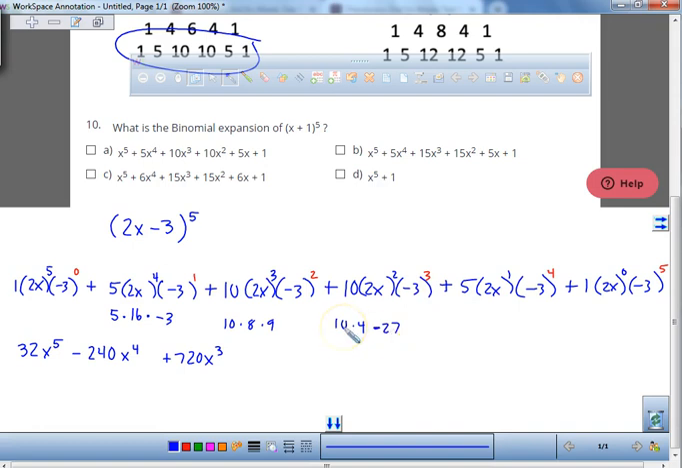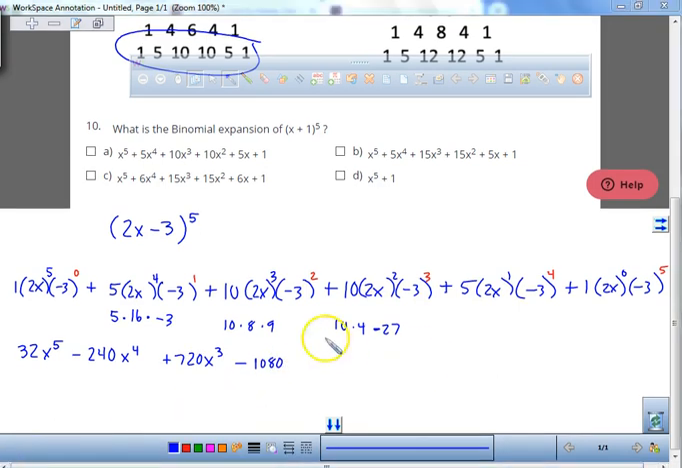-27 times 10 is -270. But what's -270 times 4? Help me out. -270 times 4. Nobody's helping me. Are you guys really going to make... -1080? Okay, so that's x to the power of 2.